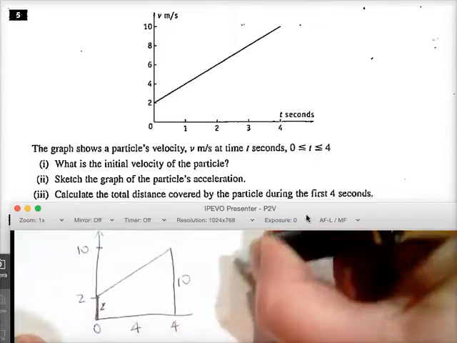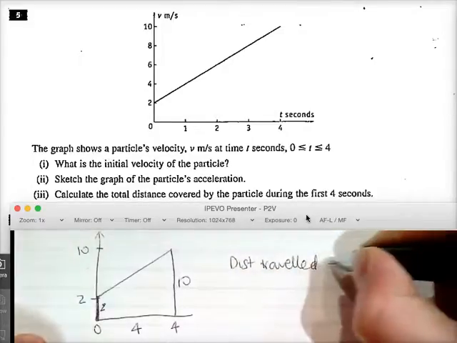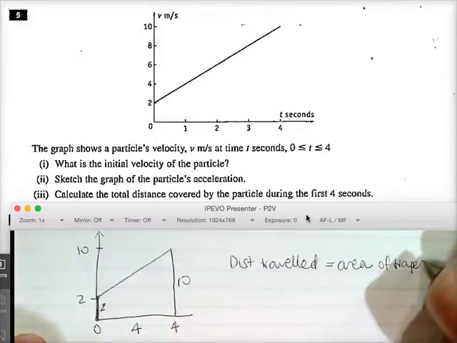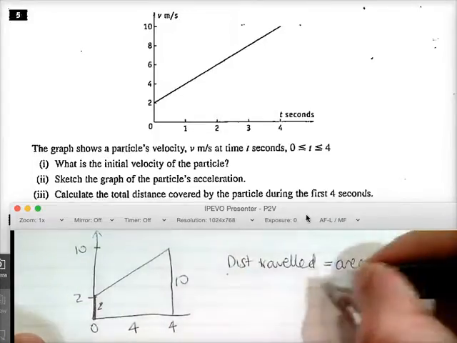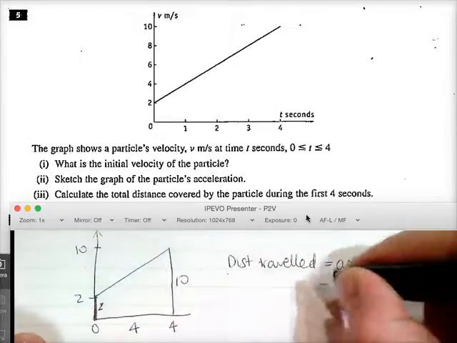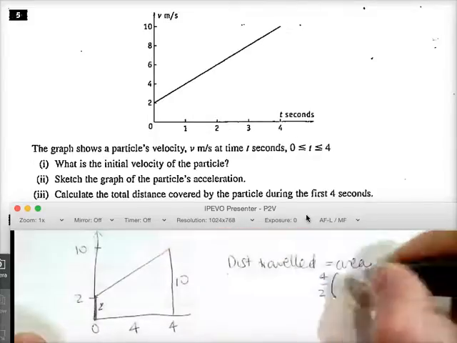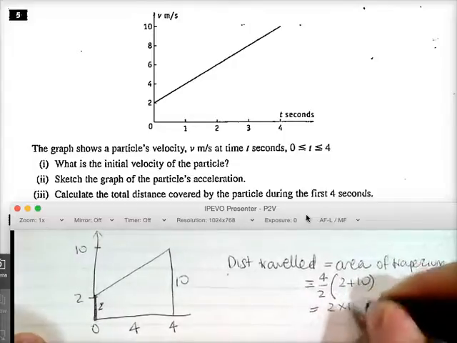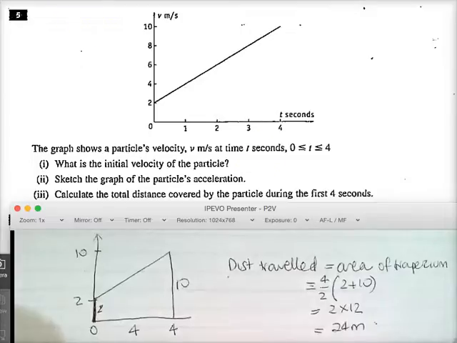So therefore the distance travelled equals the area of that trapezium. It's the area below the curve from 0, which is the area of a trapezium, which is h on 2, so h is 4, so it's 4 on 2, a plus b, that's 2 plus 10. Therefore it's 2 times 12, which is 24 meters.